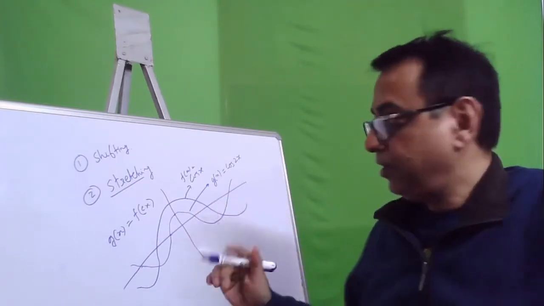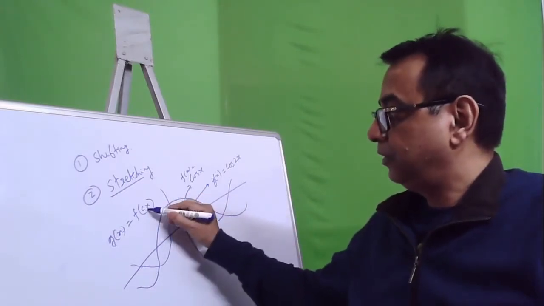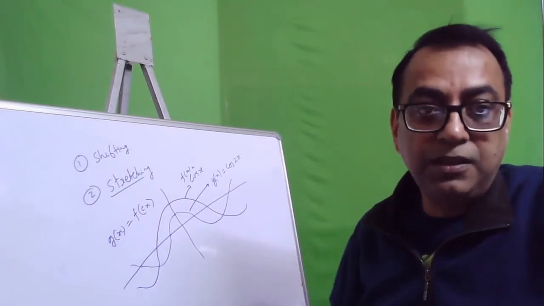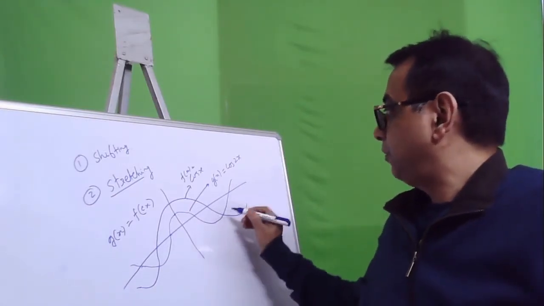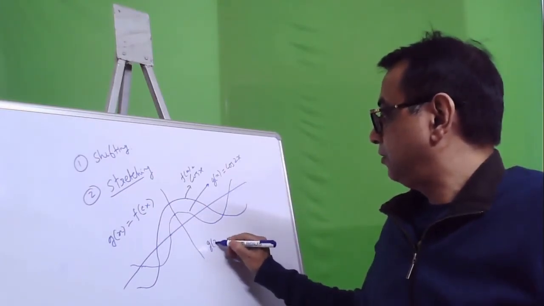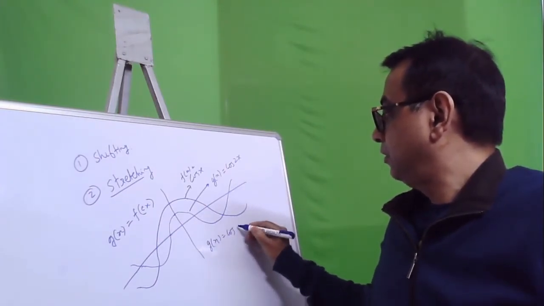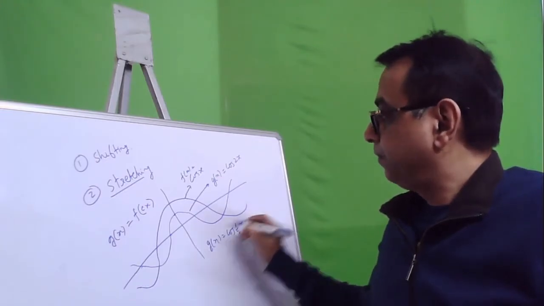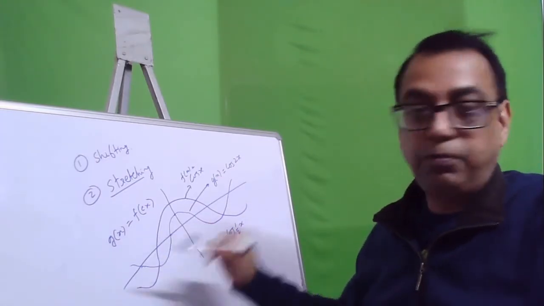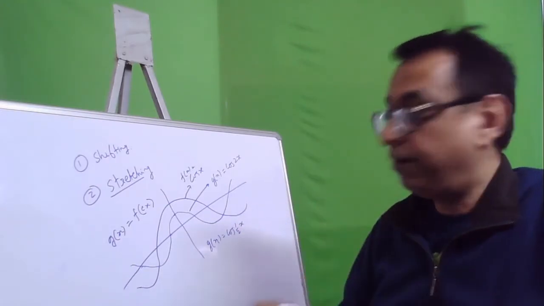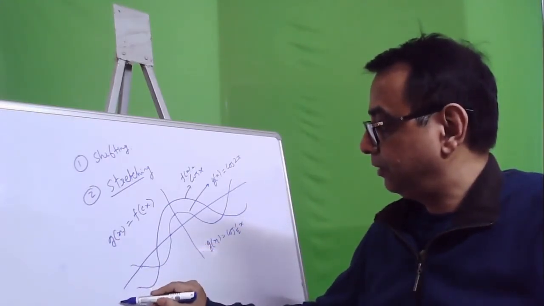And stretching means it will be 1 by c, when c is a positive integer. For example, g(x) is equal to cos of half x, the curve will be flatter and the frequency will be half. So it will become like this.